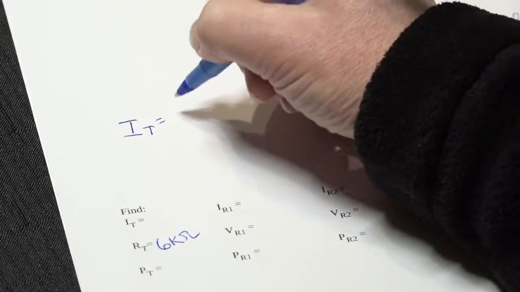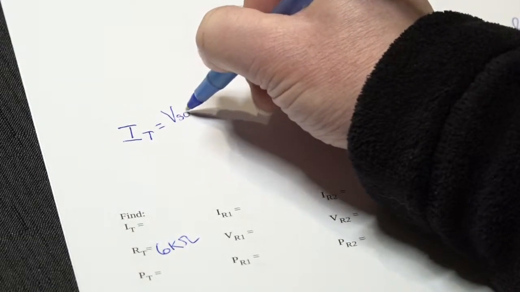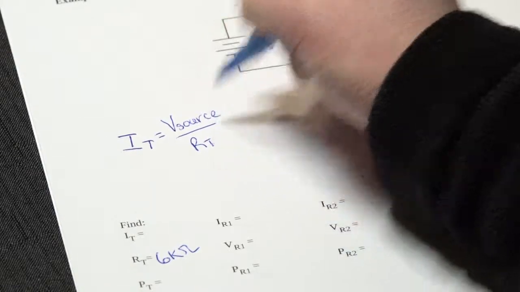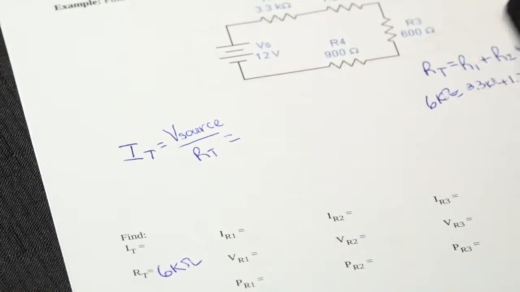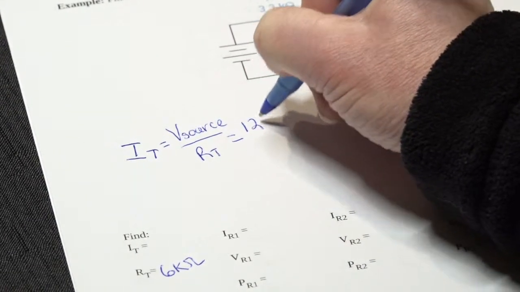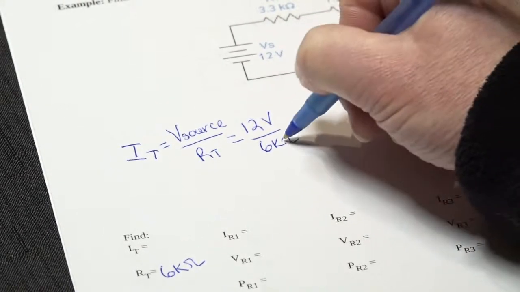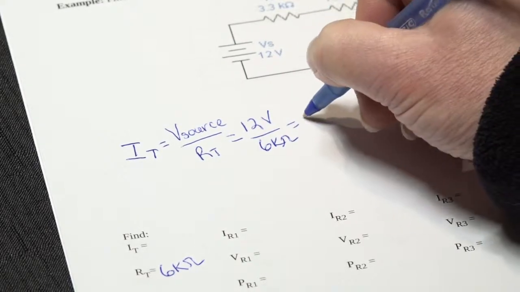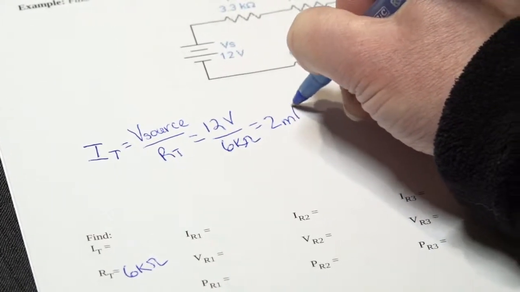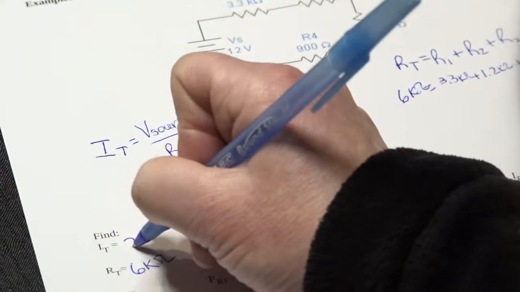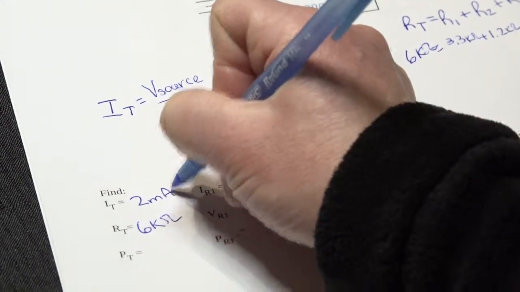That is going to be equal to the voltage source divided by the total resistance. And that is going to equal 12 volts divided by 6K ohms, which equals 2 milliamps. Oh, how exciting. So let's go ahead and write that down here.